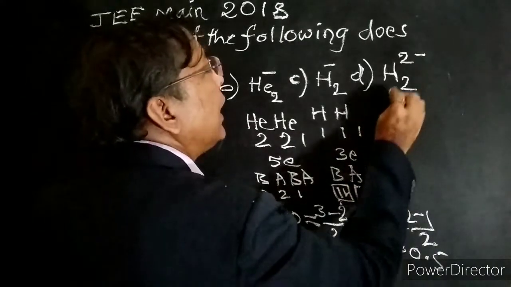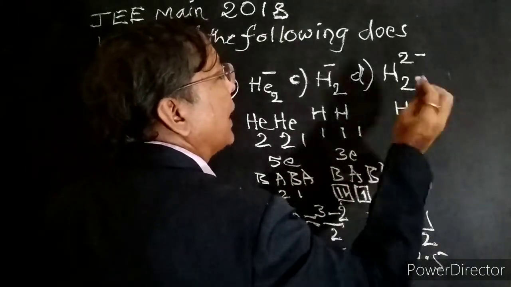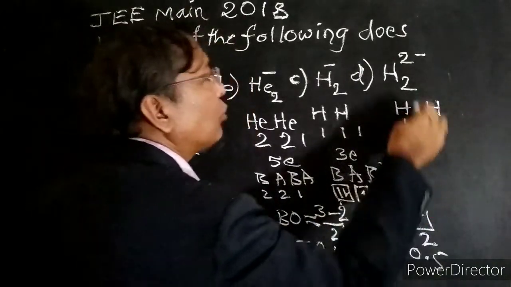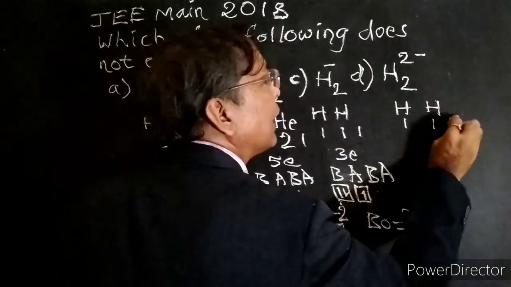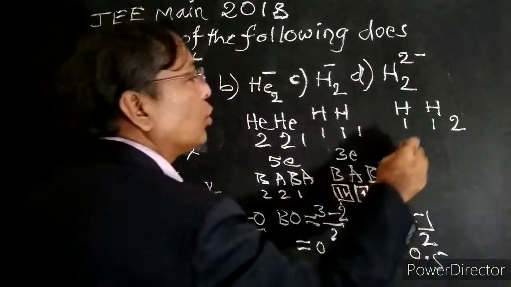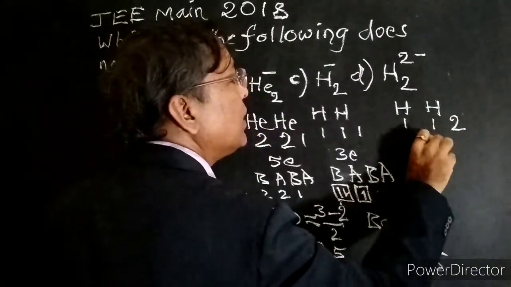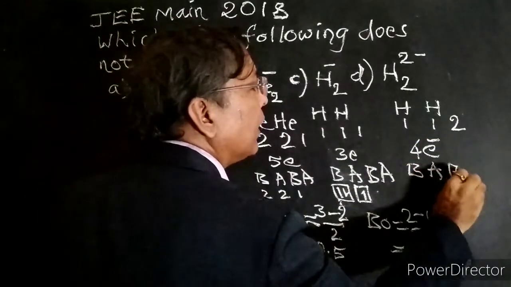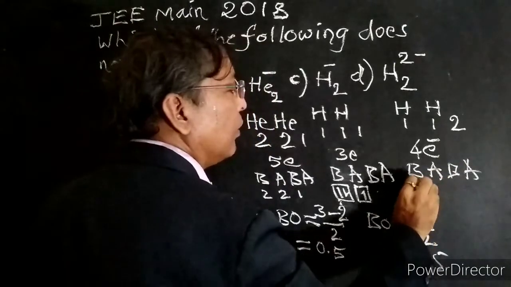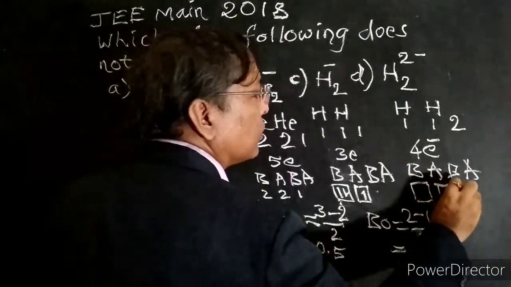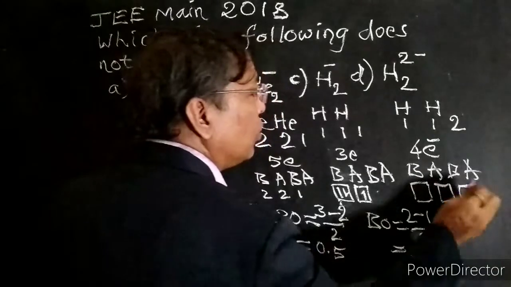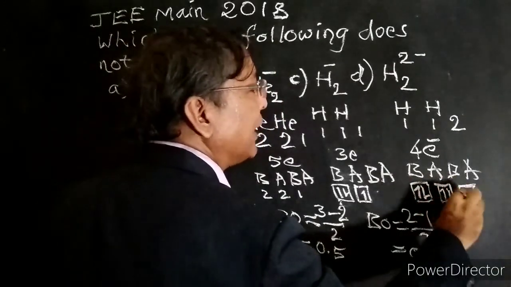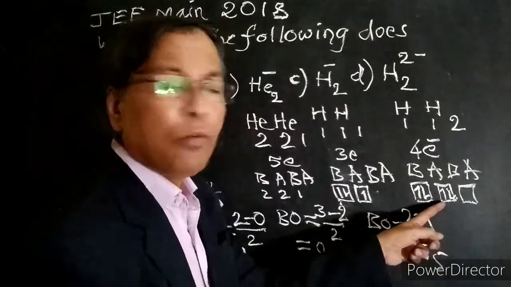Now, lastly, H2 2 minus. This is made up of 2 hydrogen atoms. Each hydrogen atom has 1 electron and there is minus 2. That means it has gained 2 electrons. The total number of electrons in this molecule is 4. Therefore, let us distribute these electrons in the BABA rule. So, 2 electrons enter into bonding, 2 electrons enter into anti-bonding. So, we have distributed 4 electrons.